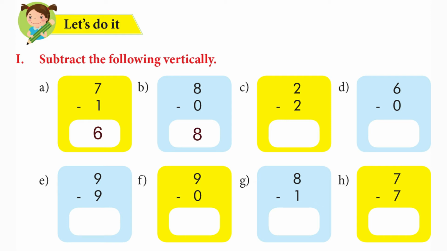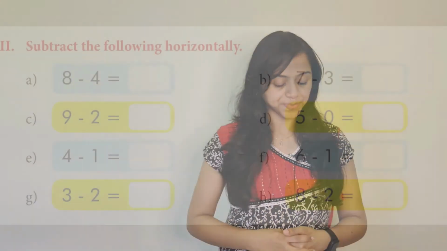The next one, 2 minus 2. Any number subtracted with itself, then the answer would be 0. Now the next one, 6 minus 0. So any number subtracted with 0 is what? Is the number itself. Very good. So did you have fun? It's easy, right? Now using these interesting facts, you go ahead and solve the rest of it. Now let's move on to the next one.